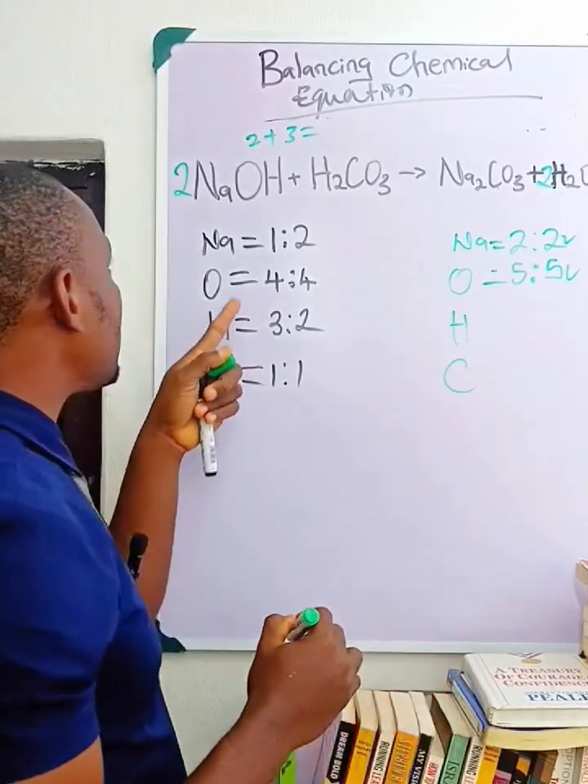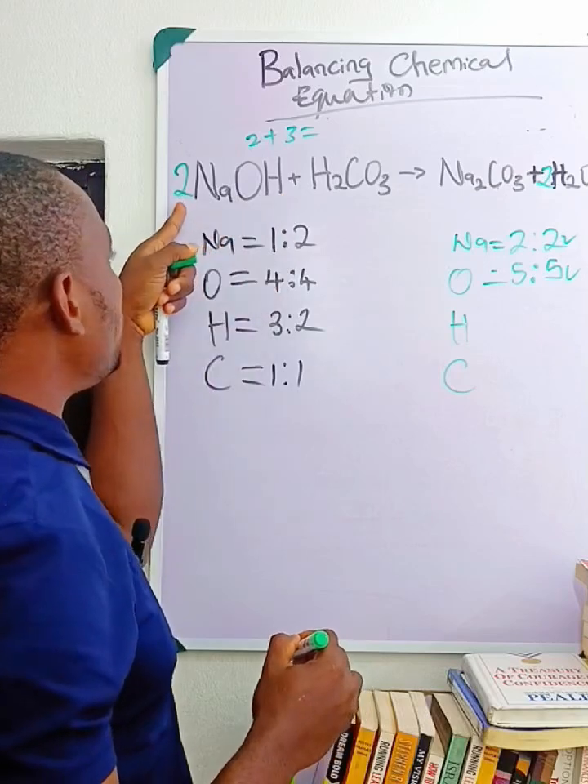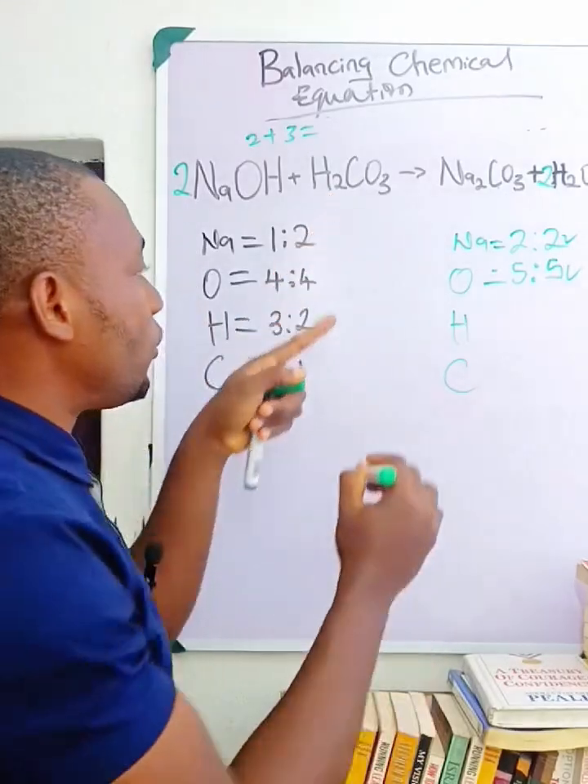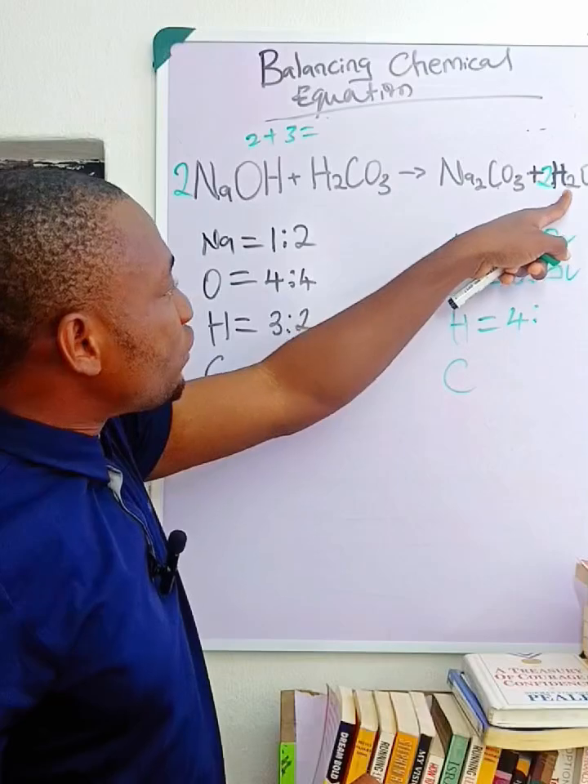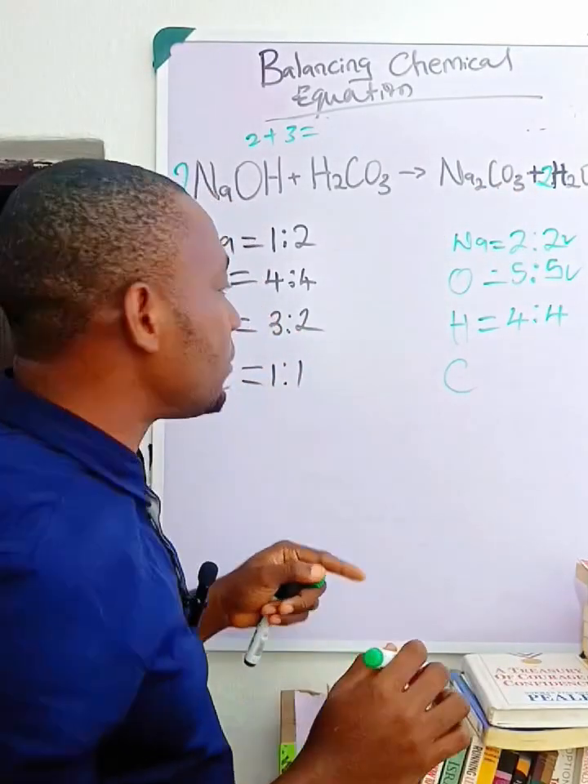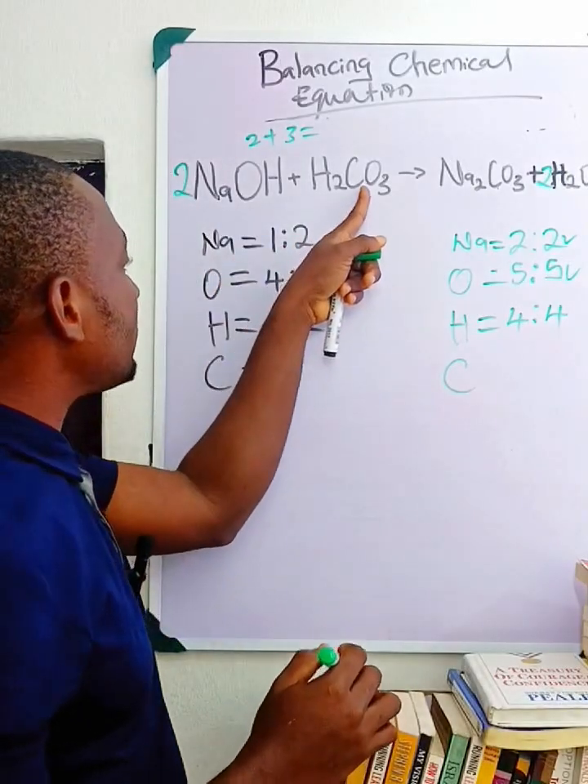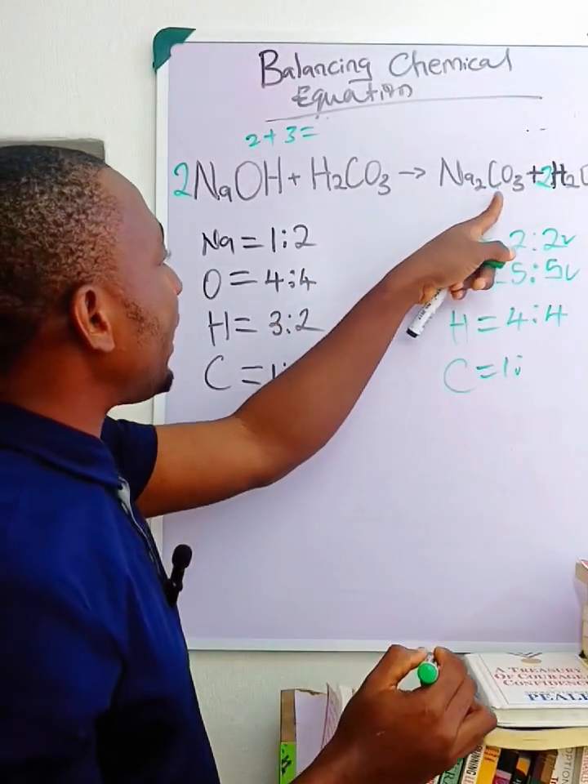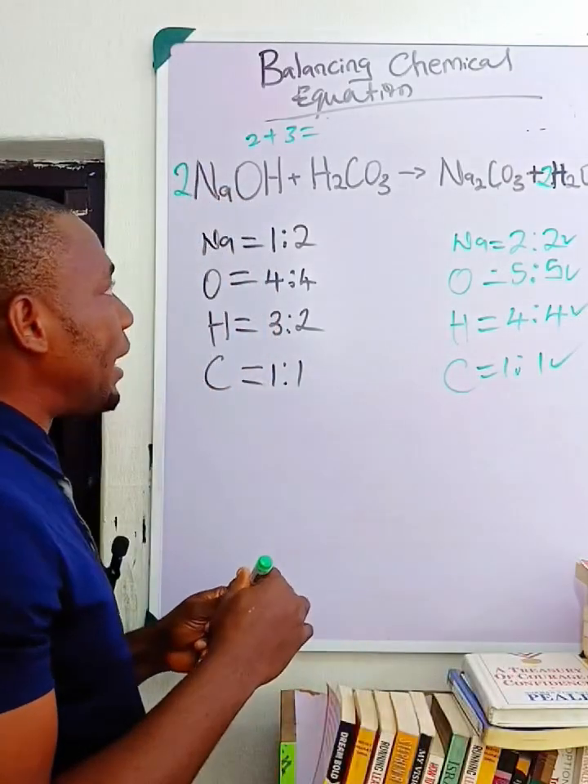Let's go to hydrogen. How many hydrogen do we have here? 1 times 2 is 2, plus 2, that's 4. Okay? Hydrogen, 4 is 2. 2 times 2 is 4. Are you following? Let's go to carbon. Carbon is 1, right? Is 2. How many carbons here? 1. So carbon is also balanced.